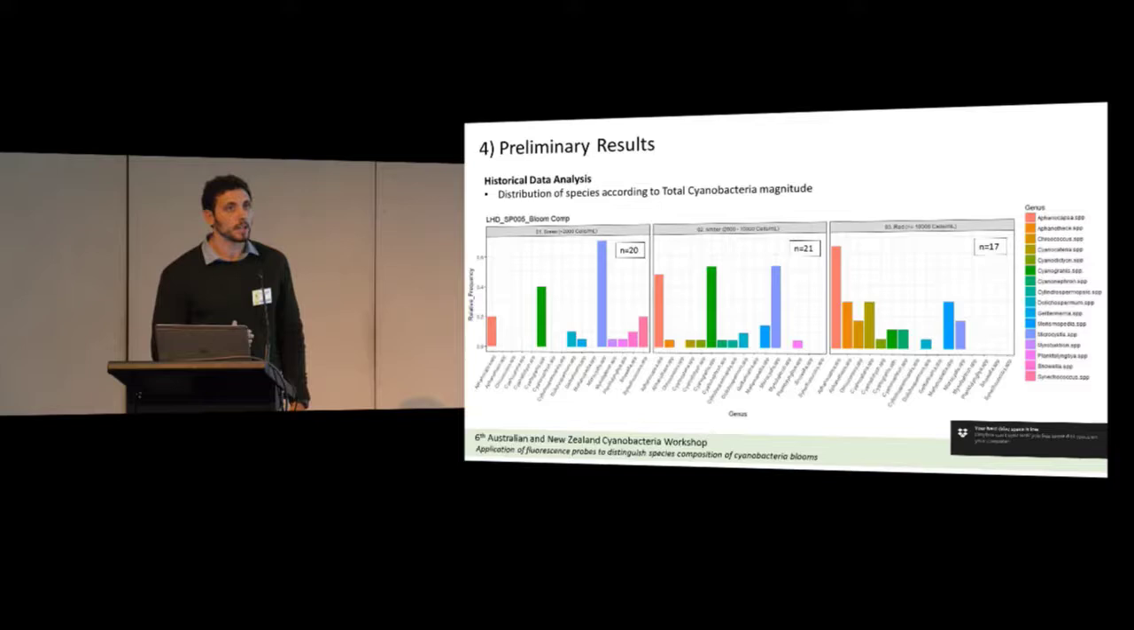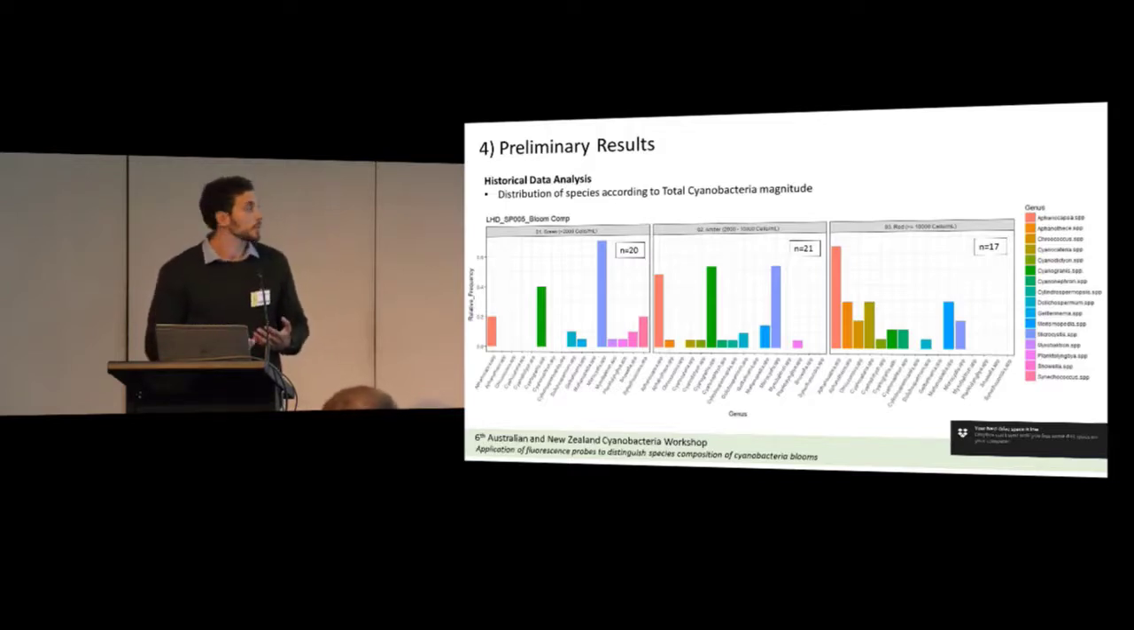One tendency that we can observe, at least preliminarily, is that with the increase of the total Cyanobacteria cell count, we also have an increase of frequency of appearance of Aphanocapsa, which is the red bar. And the opposite is true for Microcystis.